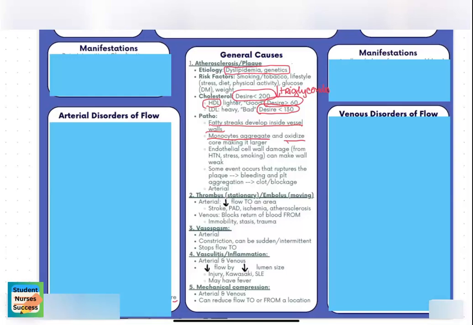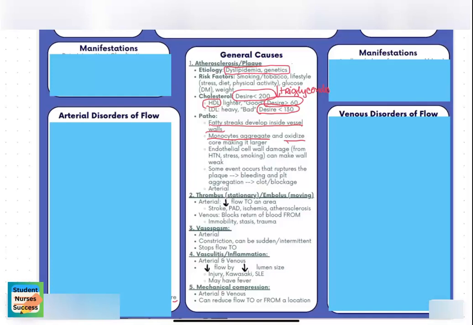We also know that endothelial cell wall damage from things like high blood pressure, stress, and smoking can make the inside of the vessel walls weak. If they become weak, they can start to leak and bleed. And when things leak and bleed, platelets aggregate there, causing clots, which can narrow the arteries also.